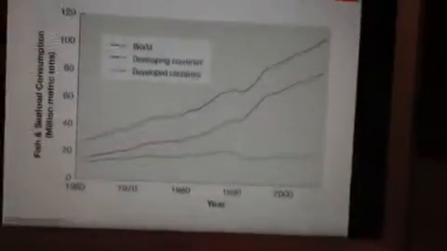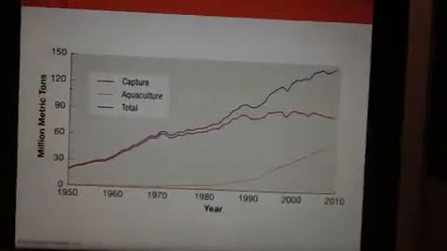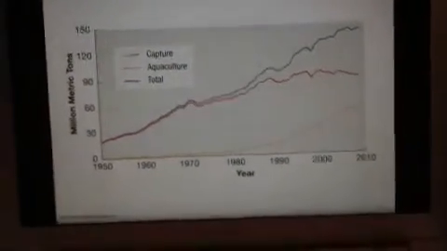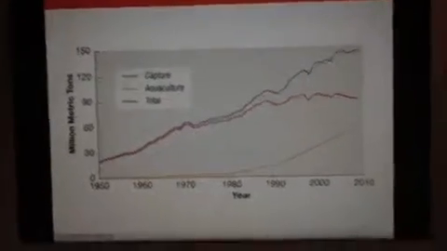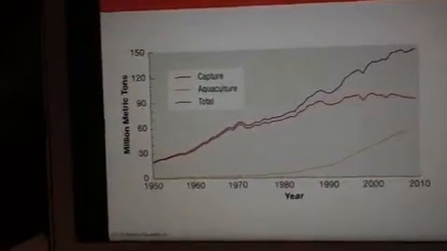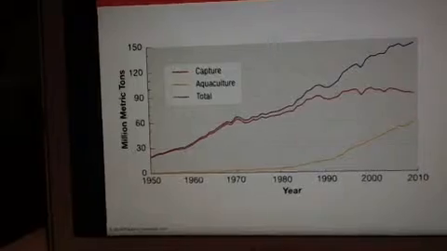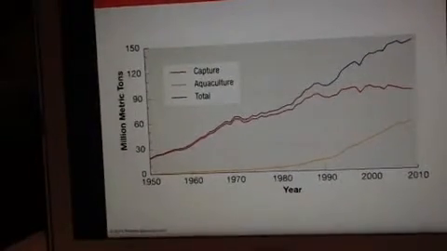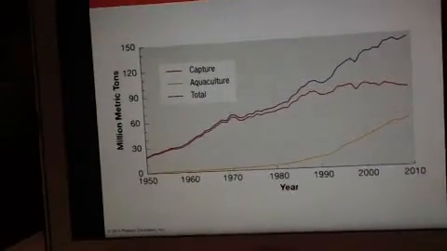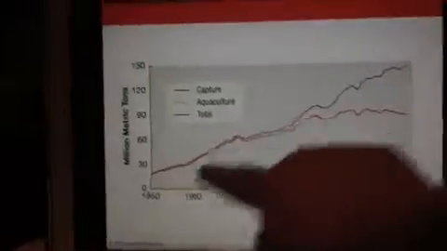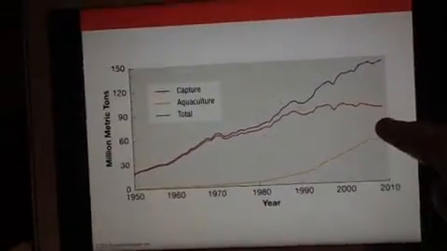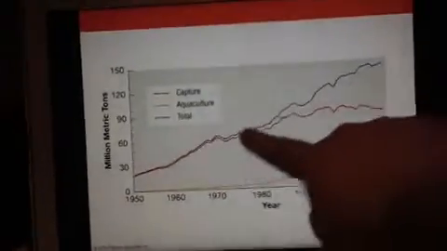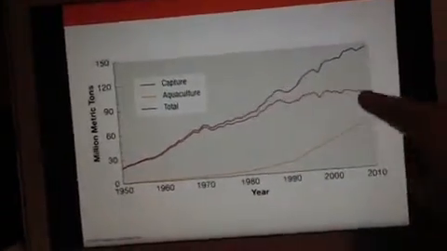Why that is happening. So if we look at millions of metric tons of the fish that are captured, fish that are grown through aquaculture, and then the total of fish, this is the number of fish that are consumed. So we see definitely that the amount of aquaculture has gone way up since the 1990s. And then because of that, the amount of capture has been able to kind of even off.